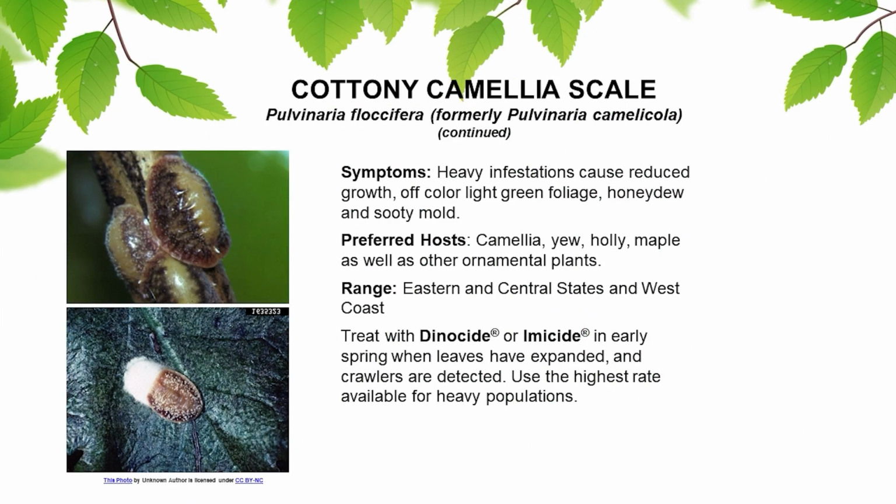Heavy infestations of cottony camellia scale include reduced growth, off color, light green foliage, honeydew, and sooty mold. The preferred hosts are camellia, yew, holly, maple, as well as other ornamental plants. The range of the cottony camellia scale is eastern and central United States and on the west coast.